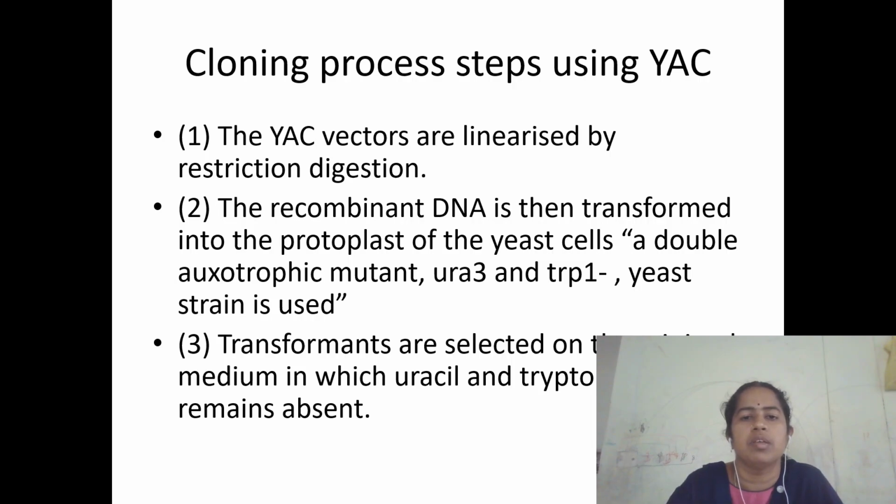Then cloning steps involve linearization by restriction digestion. Then the recombinant DNA has to be transformed into a double auxotrophic mutant, like a URA3, TRP1 yeast strain. Then transformants are selected in minimal media, uracil or tryptophan absent media, as URA3 and TRP1 are present in the double auxotrophic mutant.